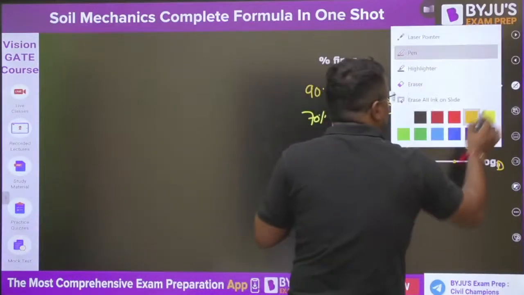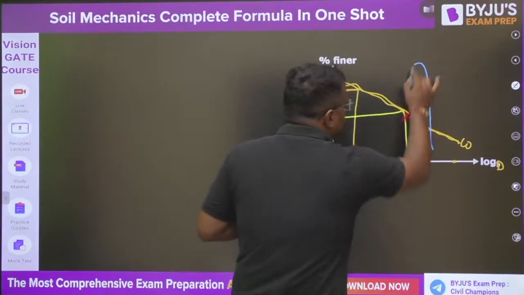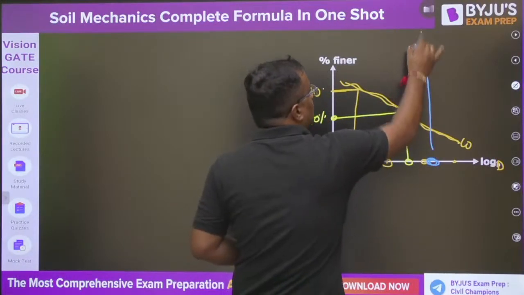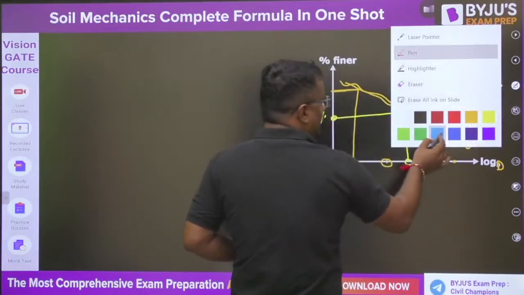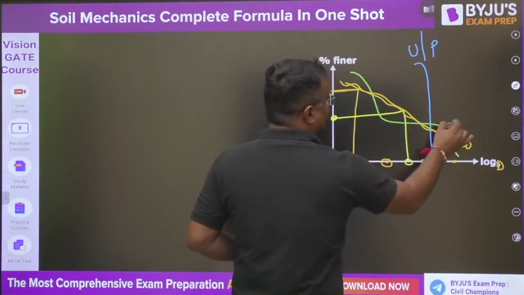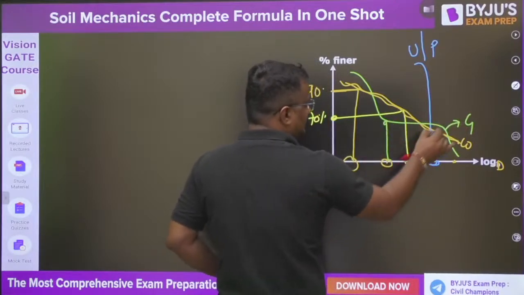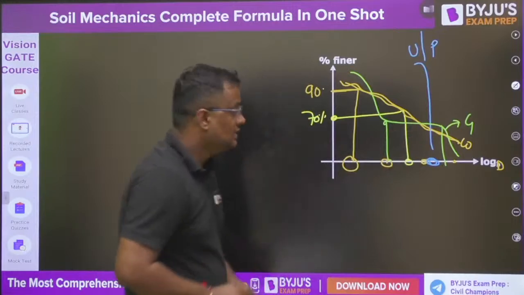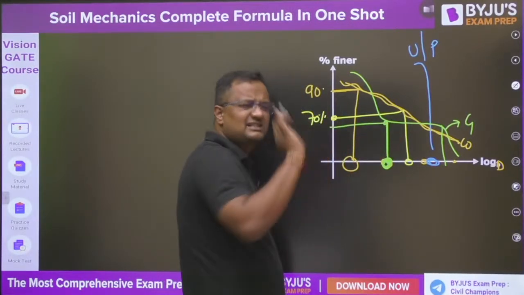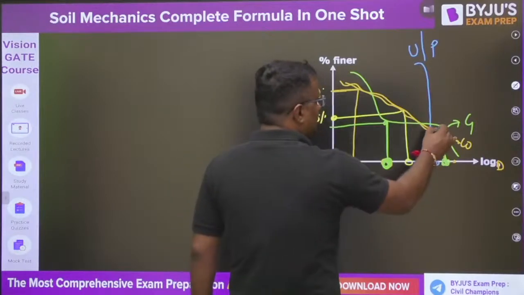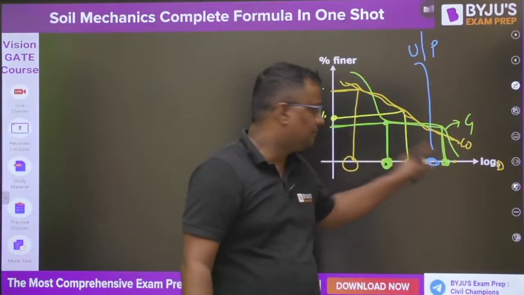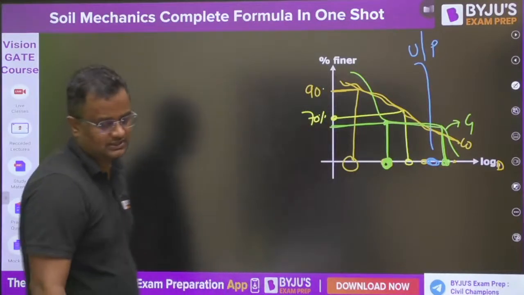If the graph is like this, then this means that all particles are in this range only. So this is uniformly, or it is called poorly graded. And if the graph is something like this, then it is gap graded. Okay, between this diameter and this diameter there are not much particles, because at this diameter 30% particles are finer, suppose, and at this diameter also 30% particles are finer. That means between these there is no particle or no diameter.